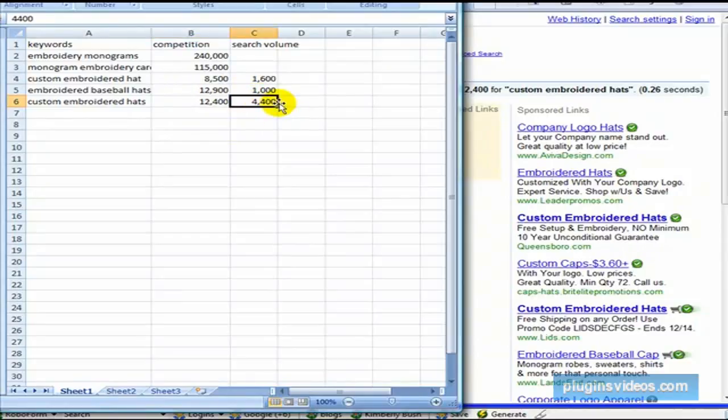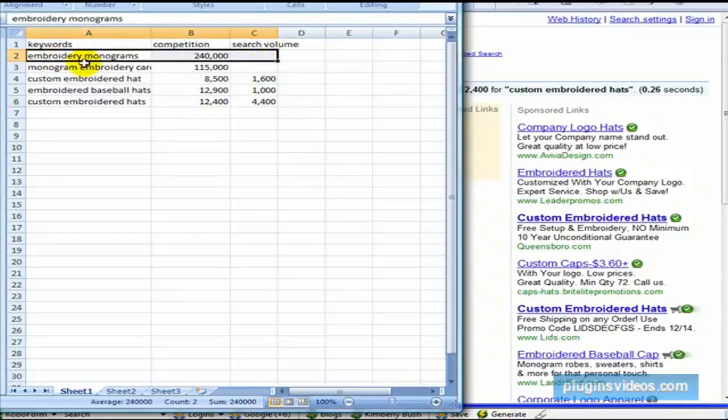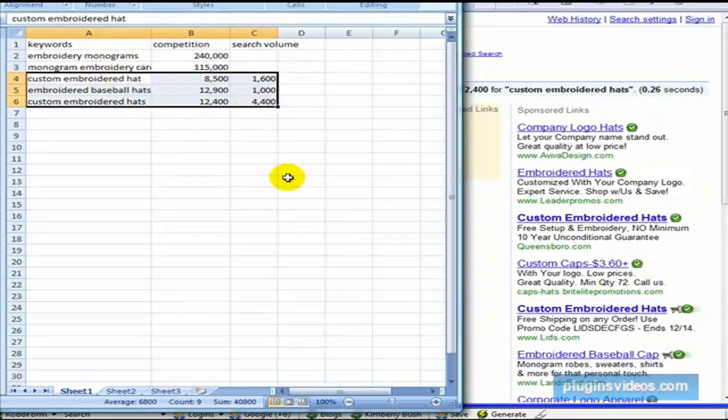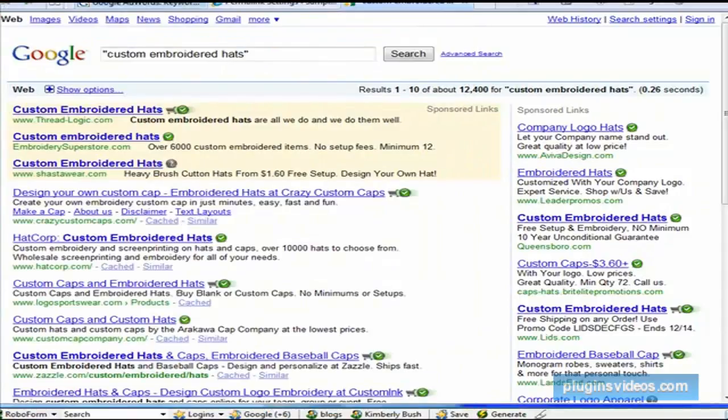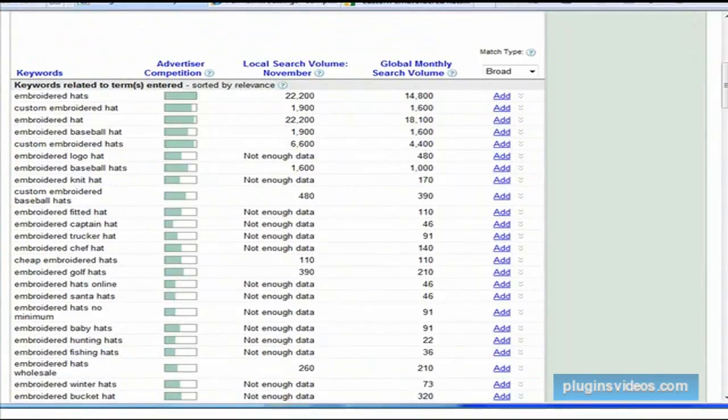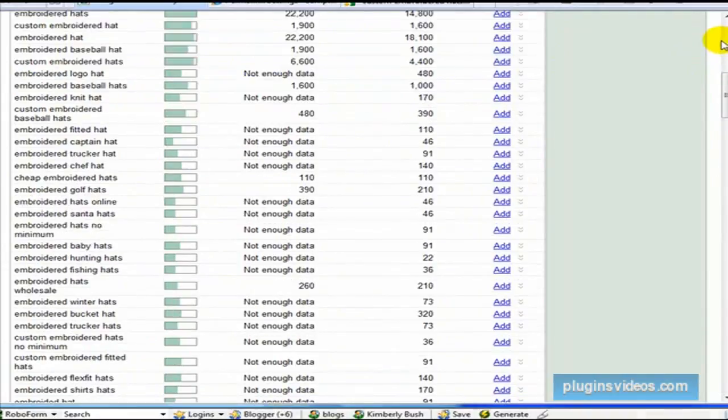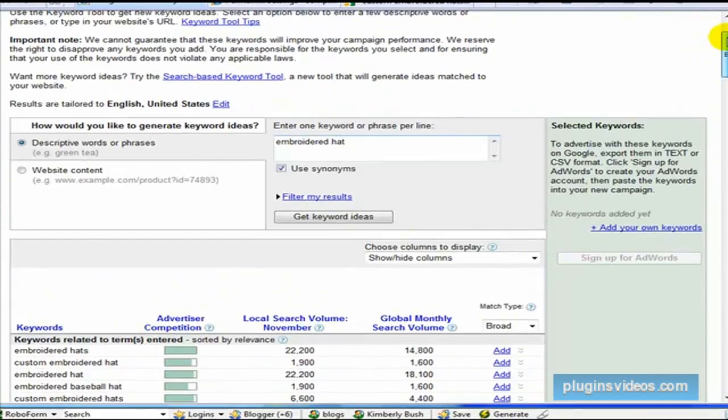So there we go. So now I can look at this and say that this one's out because the competition's way too high. This one's out. The competition's way too high. But you know what? These three are looking pretty darn good. It's looking to me like if I were starting a new business that I wanted to market online, there seems to be a market for embroidered hats, embroidered baseball hats, and it goes on and on and on. I could go on here and further look at these keywords to determine what's going to be the best thing for me.